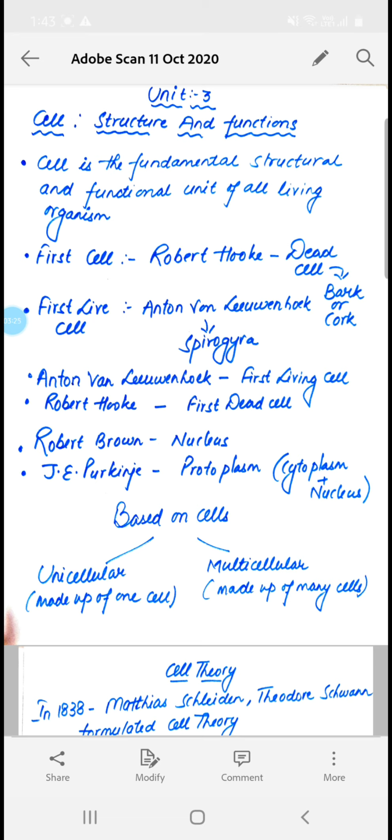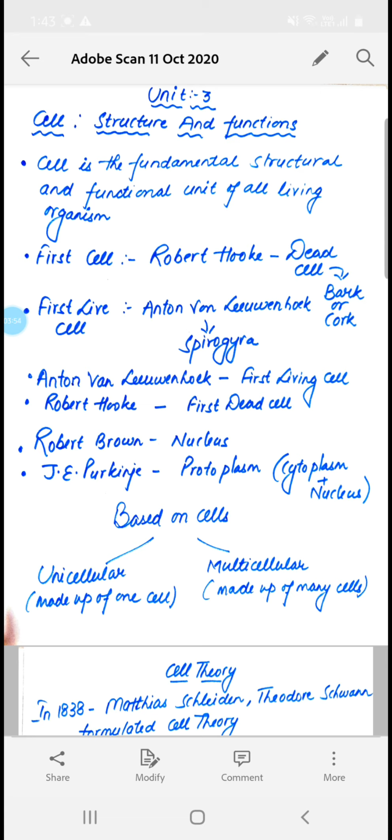So let us have a view of the structure of the cell. What is a cell? The discoveries related to the cell, cell theory, and how organisms based on cells are differentiated, and in detail the structure of the cell of prokaryotic as well as eukaryotic. So let's begin with the discovery of the cell.